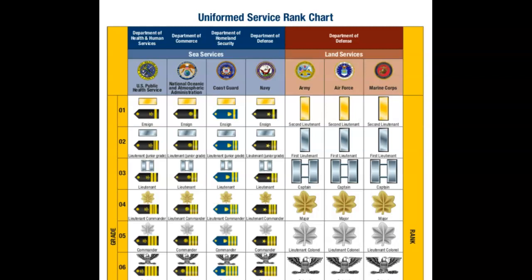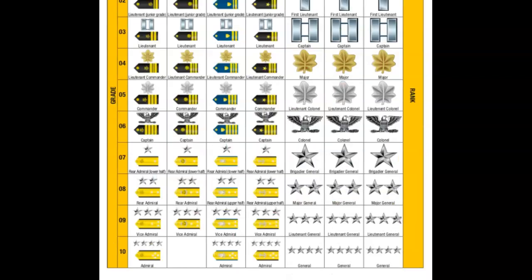At grade 3, the rank for sea services is lieutenant, and for land services is captain. For grade 4, the rank for sea services is lieutenant commander, and the rank for land services is major. At grade 5, the sea services rank is commander, and the land services rank is lieutenant colonel. At grade 6, the sea services rank is captain, and the land services rank is colonel.